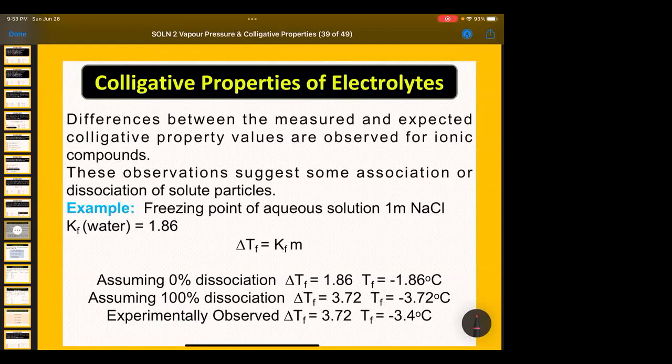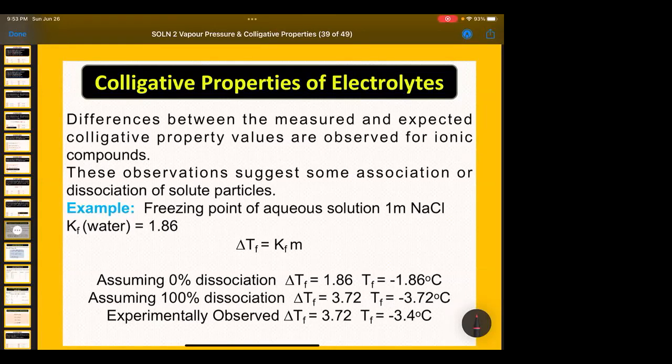Non-electrolytic solute means what? Means they do not undergo dissociation. They do not dissociate into ions. So if you are putting 1 mole, the particles are going to remain 1 mole. That's the guarantee if your solute is non-electrolytic.